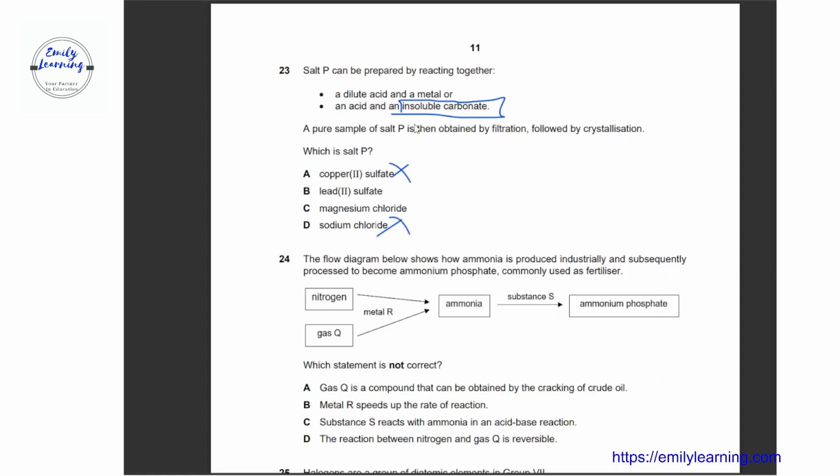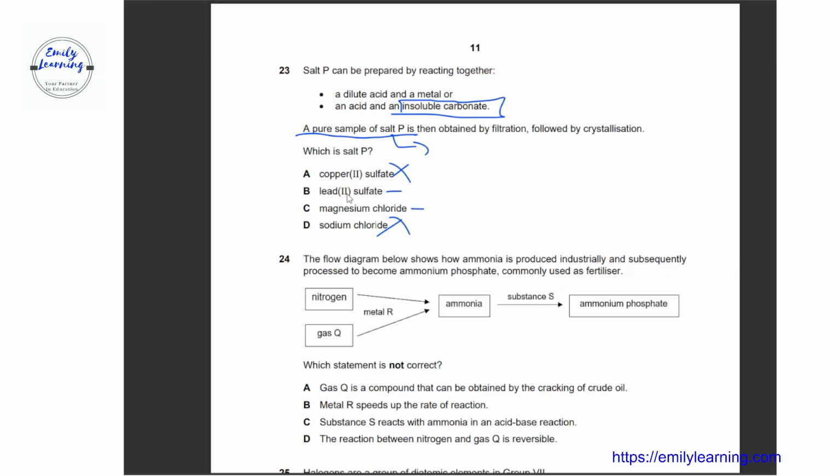Next, a pure sample of salt P is then obtained by filtration followed by crystallization. So we know that this salt P, whether you react the metal with the acid or the carbonate with the acid, must be a soluble salt. In fact, in order to use this method, it must be a soluble salt. So now let's take a look at the two options that we are left with.